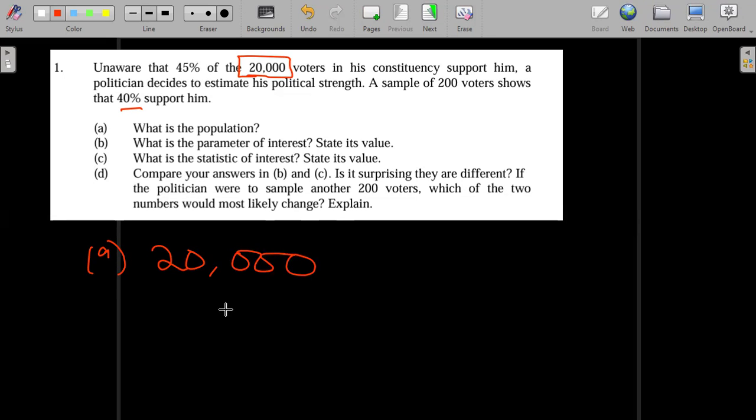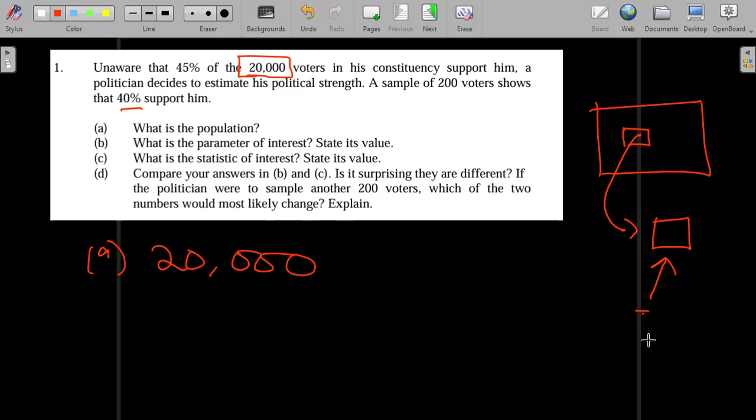And then B, they're saying, what is the parameter of interest? And then state its value. So in statistics, we have this population, and from this population, we can get a small part like this box here. We put it here. We're going to call this small part of a population a sample. And then this big box here is a population.